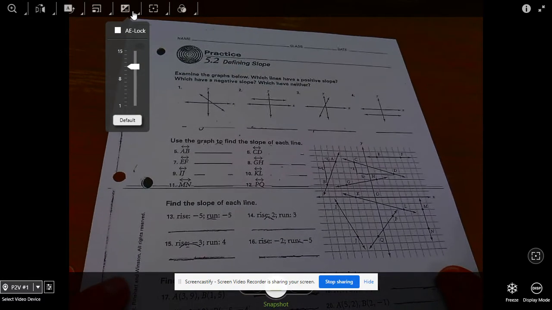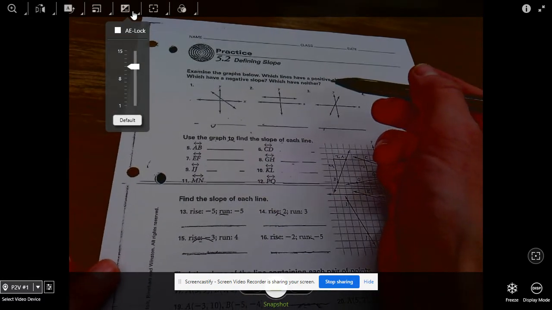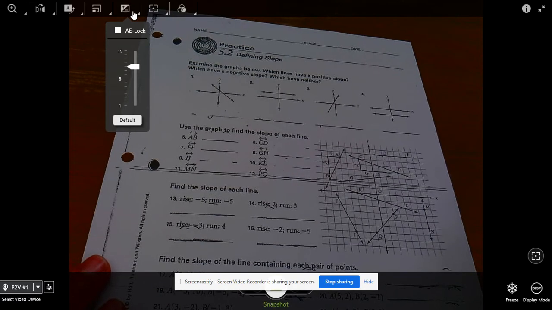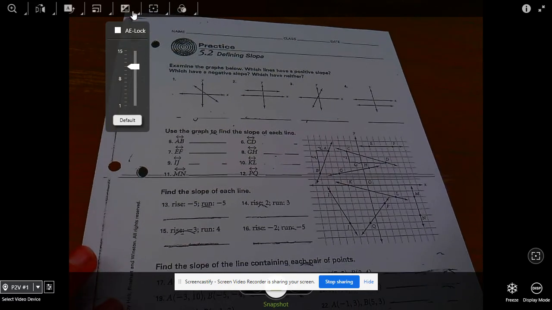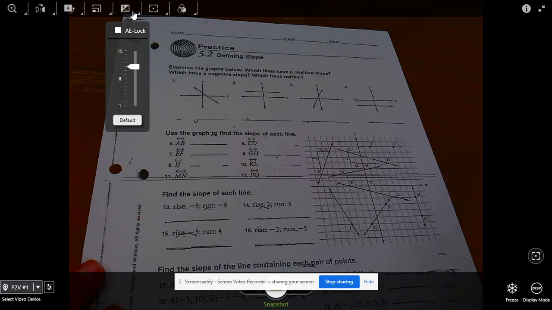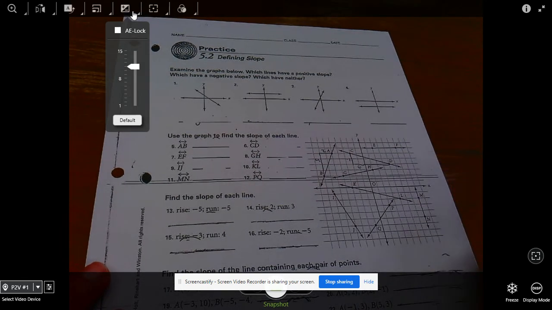Okay, now I want you to do this worksheet on your own. It says examine the graphs below, which have positive slope, negative slope, and neither. Okay, so I want you to try doing 1 through 4 and come back to the video.